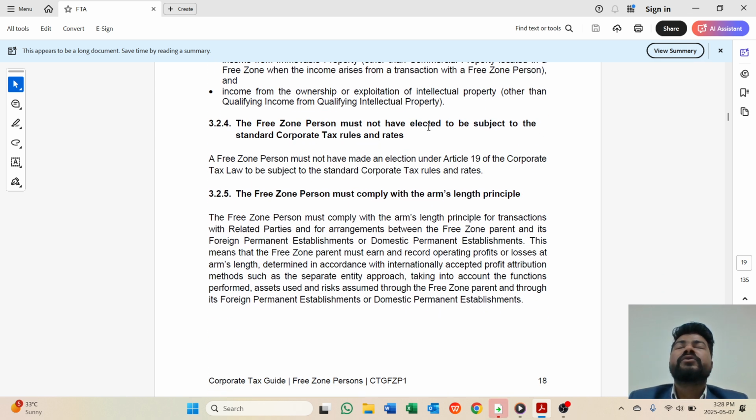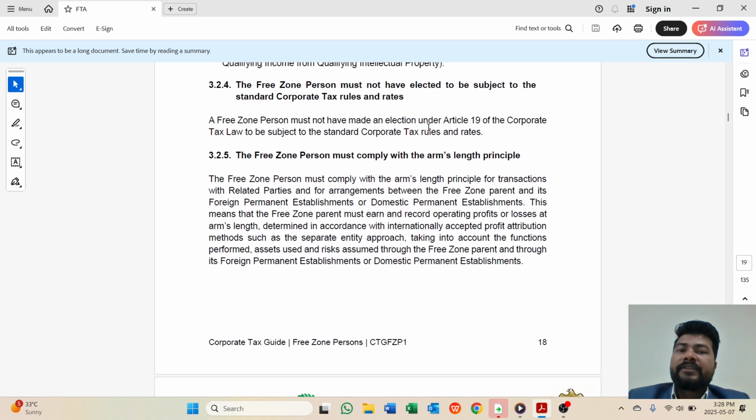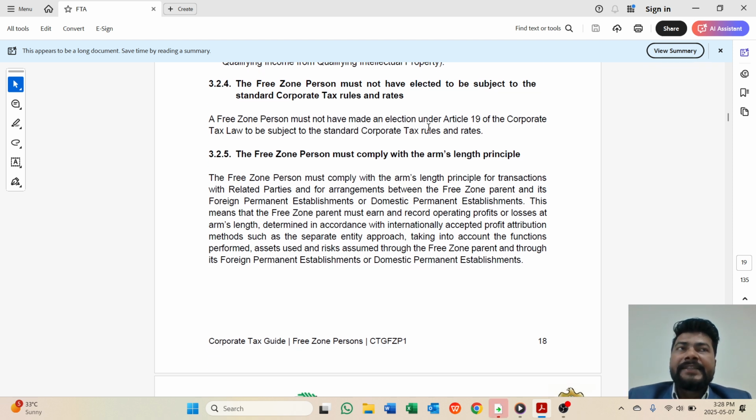The fourth condition is that you should not have elected for normal corporate tax, that means 0% and 9%. The fifth point is that if there are any transactions with a related party or connected person, in that case, that transaction must be at arm's length price principle.